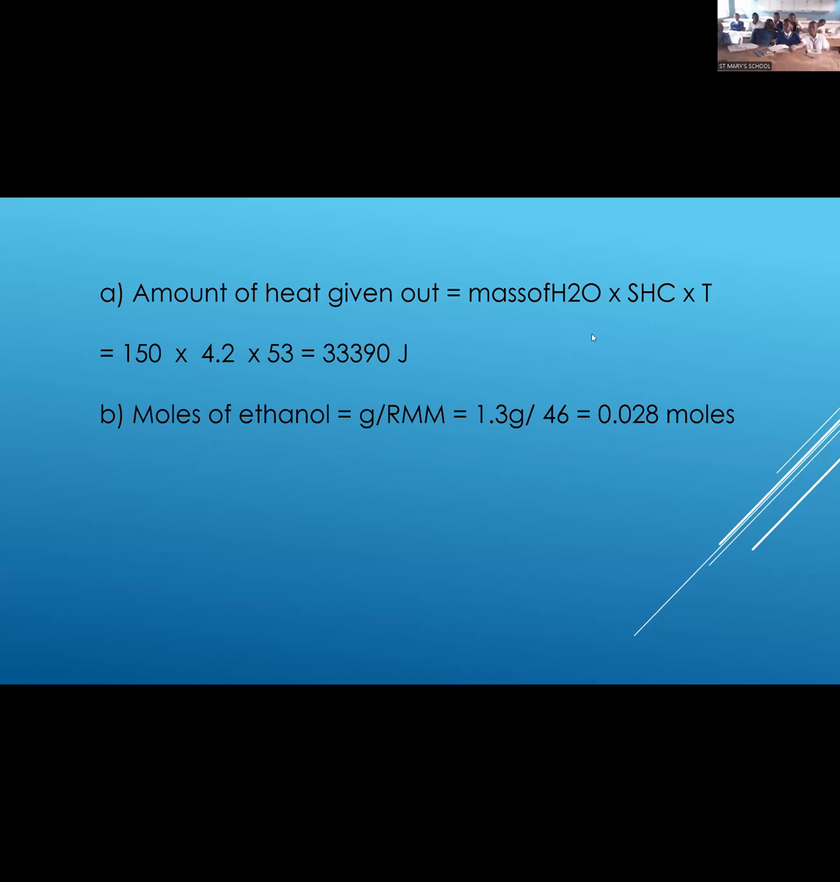If you're the sort of person who just goes, okay, it's going to be Q over n, so it's going to be mass of water times specific heat capacity times delta T, all divided by number of moles, then you can do it all at once. On your calculator, put the moles in brackets. So you go 150 times 4.2 times 53, divided by, brackets, 1.3 divided by 46, close brackets. So this one came out like that.